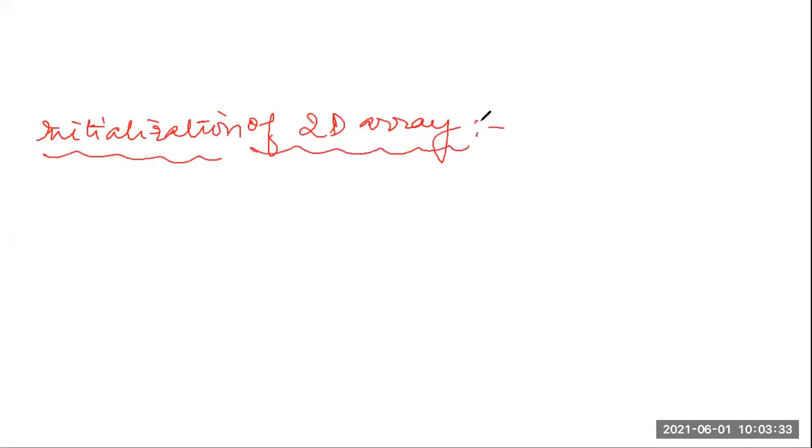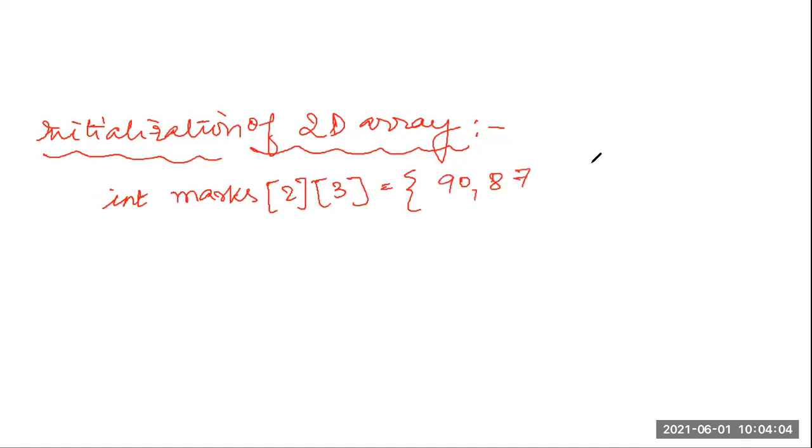In 1D arrays, what was happening? A lot of initializations were there. In 2D arrays, one initialization can be, suppose marks is the name of my array. This is the number of rows and number of columns. So this means there are 2 rows and 3 columns. So 2 into 3, 6 elements. So I can initialize it at one time only, during the program being written.